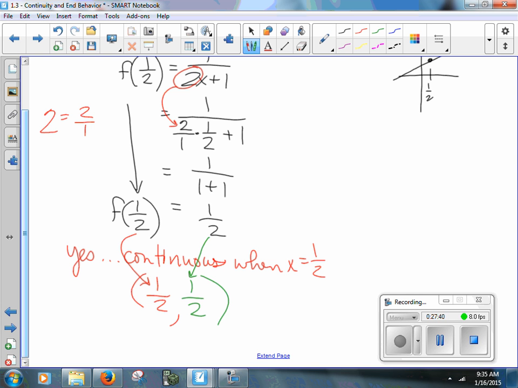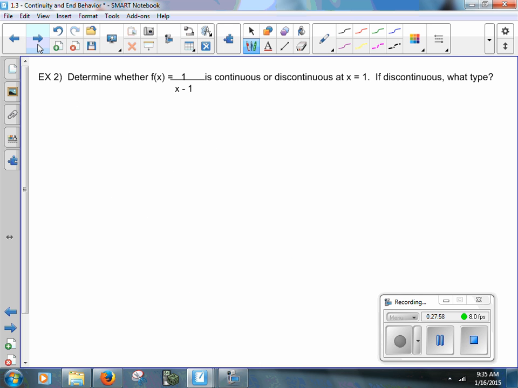Questions at all? So when I'm figuring out whether it's continuous at a particular x value, all I want to do is plug it into the function and see if I get a y value. Does that make sense? Yes or no? Let's see what happens with the next one. See if f of x, which is equal to 1/(x minus 1), is continuous or discontinuous when x equals 1. See what you get there.